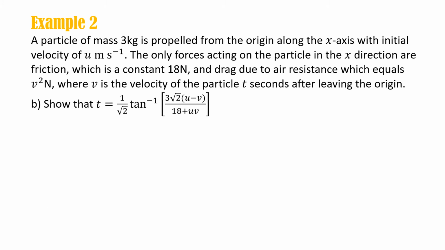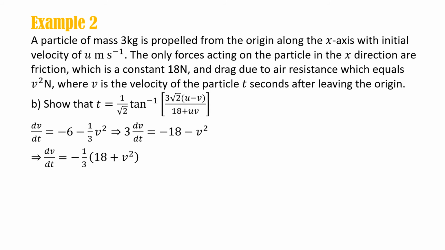Okay, so for part B, we want to show that t equals 1 on root 2 lots of the inverse tan of 3 root 2 lots of (u minus v), all over 18 plus uv. From part A, we know that dv/dt is equal to -6 minus 1/3 of v squared, and that's the same as saying 3 lots of dv/dt equals -18 minus v squared. It doesn't matter which one of those we use, we'll still get to the next step the same way. If I'm doing the one on the left, I'm going to pull out a factor of -1/3. If I'm doing the one on the right, I'm going to multiply by 1/3.